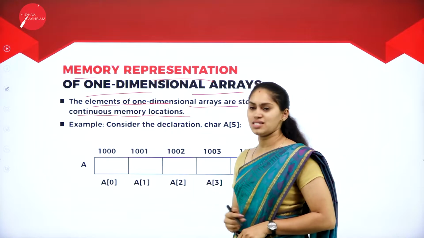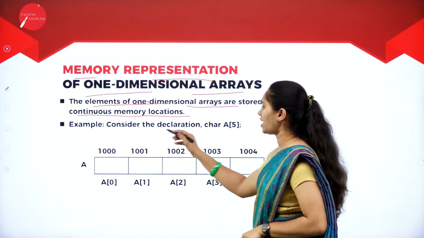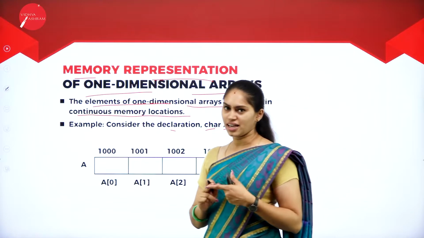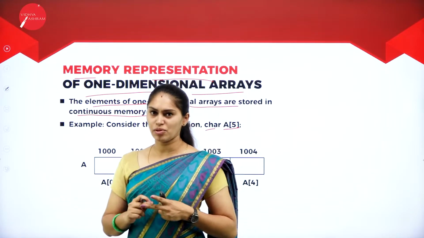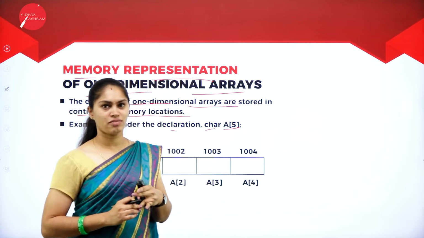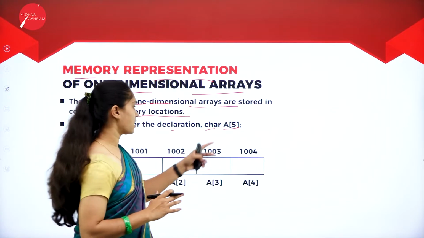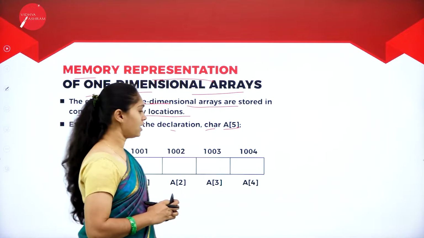So here you can see one example. Here we are declaring char A of 5. That means the data type is character and A is the name of the array. And what is the size of the array? That is 5. We can store up to 5 elements in this array called capital A.